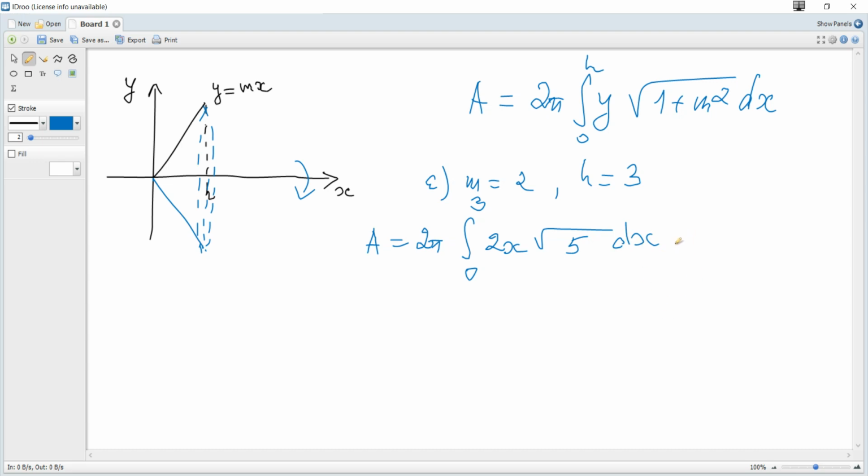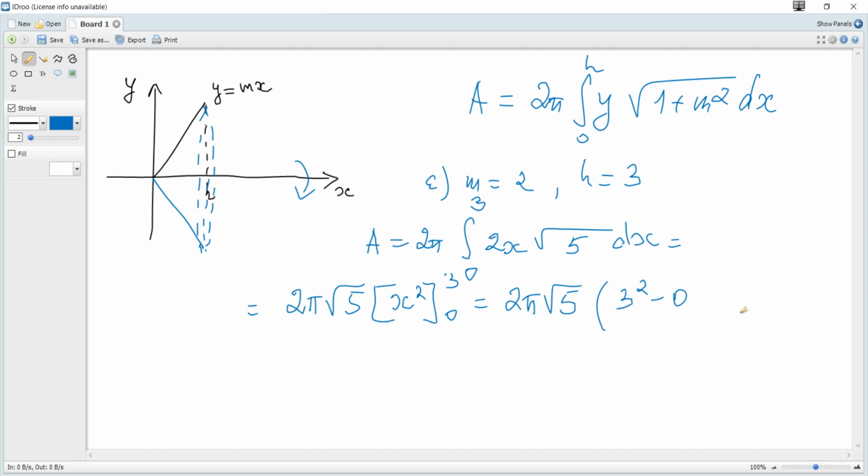Integral of x is x squared over 2, so it becomes 2 pi root 5 x squared, and limits 0, 3, and it's 2 pi root 5 times 3 squared minus 0, and it's 18 root 5 pi as required.